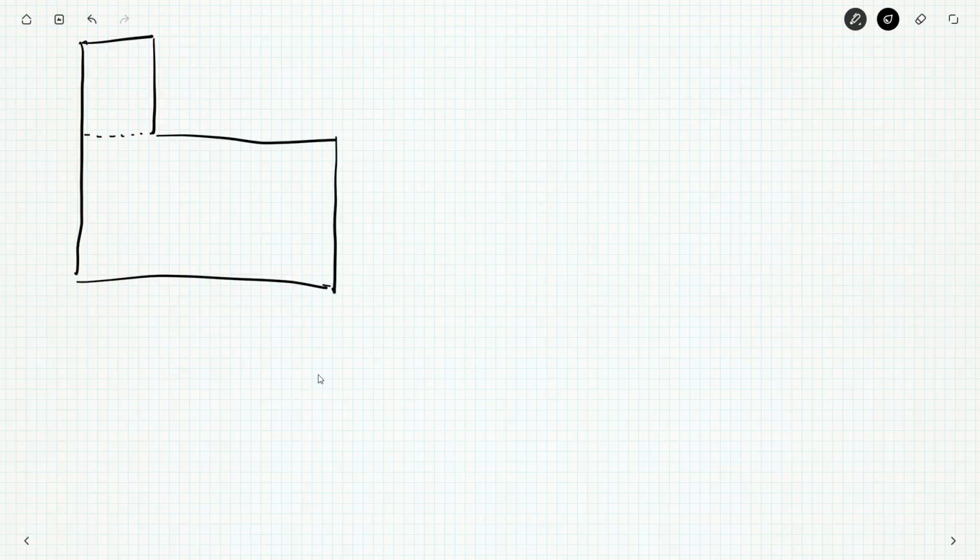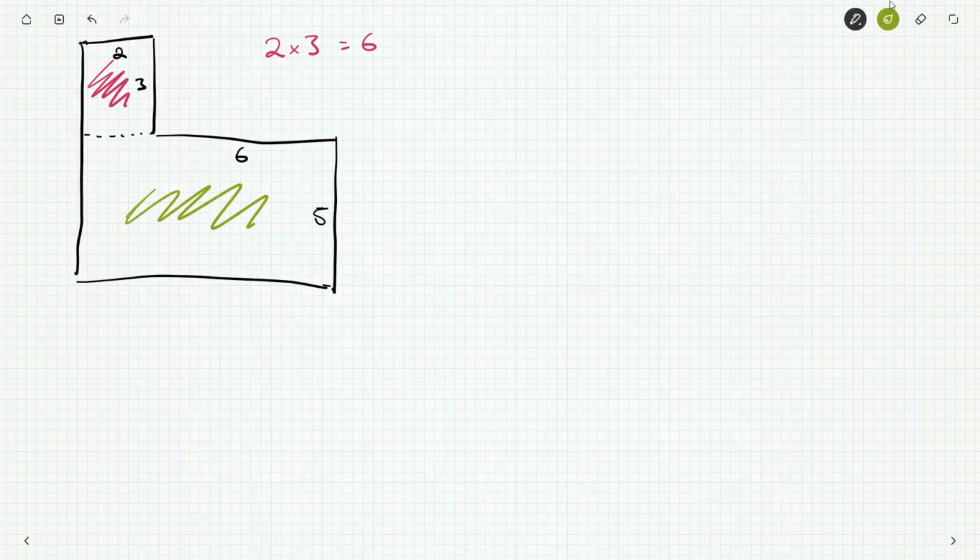Okay, so we've got 2, 3, 6, and 5. So this smaller, let's use some color. Let's say the red rectangle is going to have an area of 2x3. So 2 times 3, so 6. But what about the bigger, let's say, greeny rectangle? Well, I know one of the sides is going to be 5.